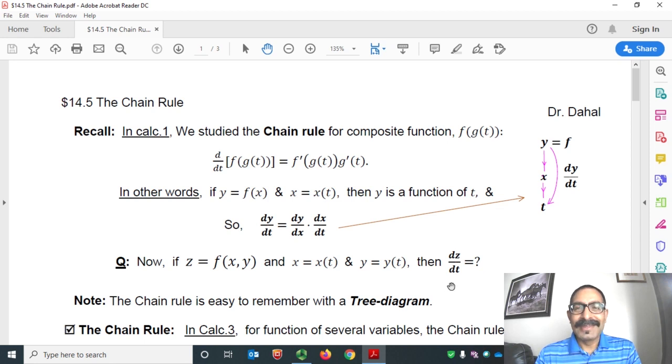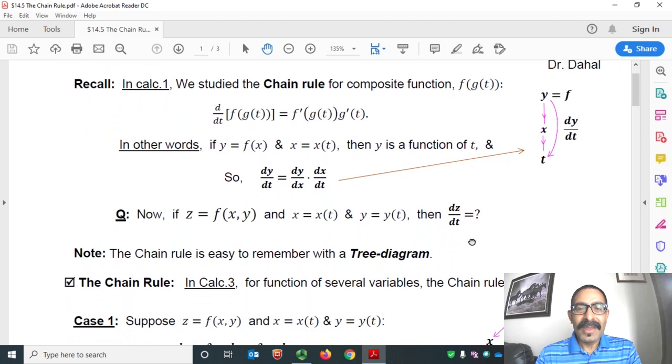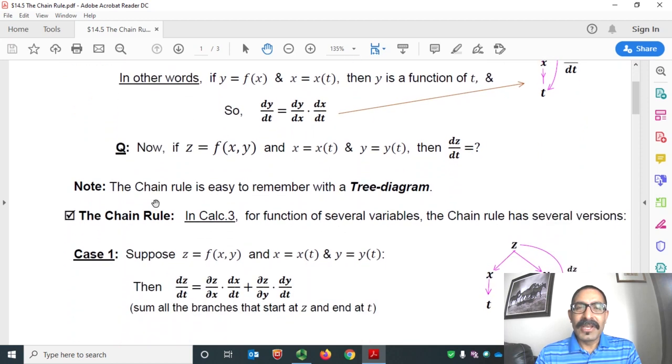Now let's move on. The chain rule is easy to remember with a tree diagram. Now in Calculus 3, the chain rule for a function of several variables has several versions.